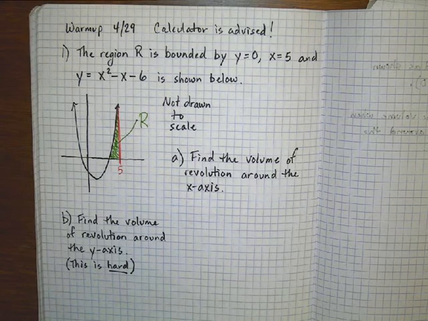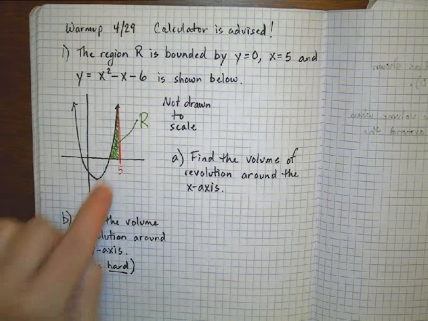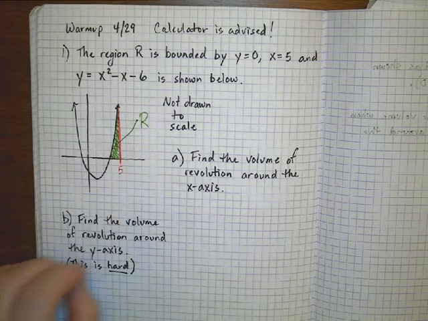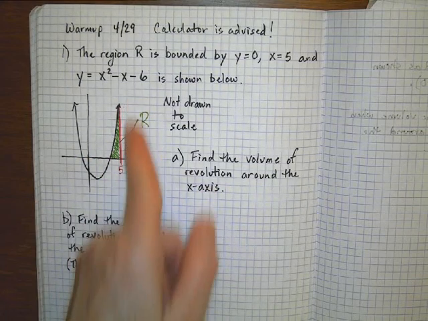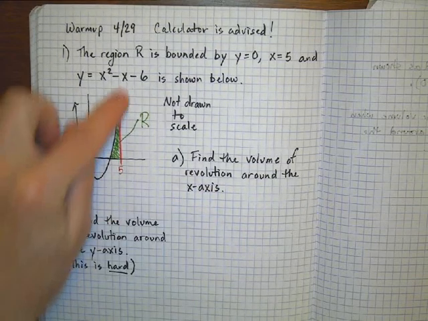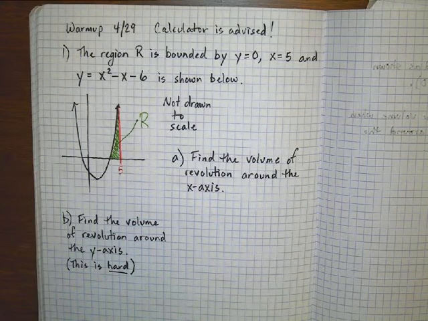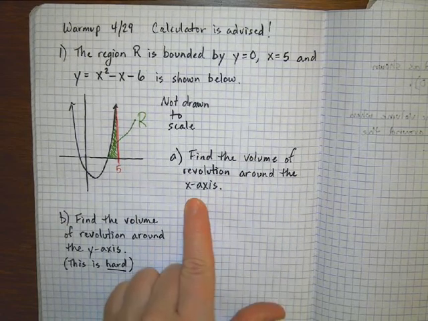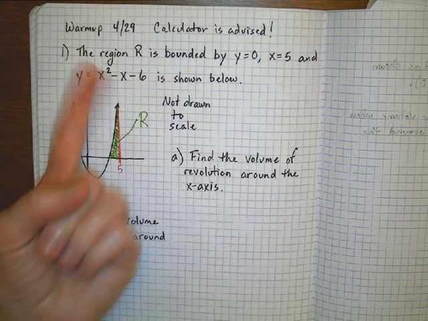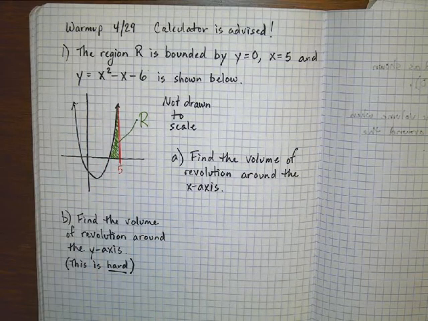Okay, so we have this region R. That's the green region here. It's bounded by y equals 0, x equals 5, and y equals x squared minus x minus 6. Diagram is not drawn to scale. Okay. Find the volume of revolution around the x-axis. So we're going to take this green thing and rotate it around the x-axis. That's Part A. Not too bad at all.